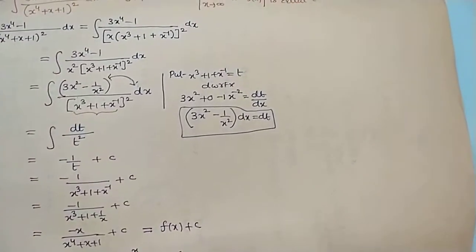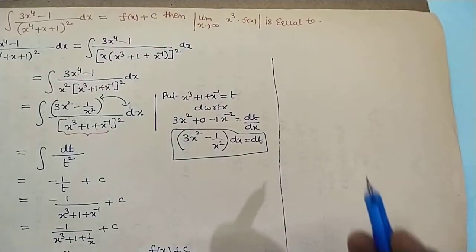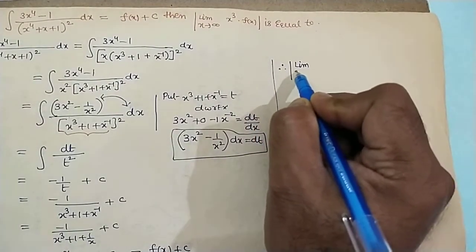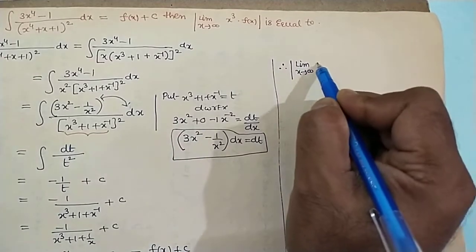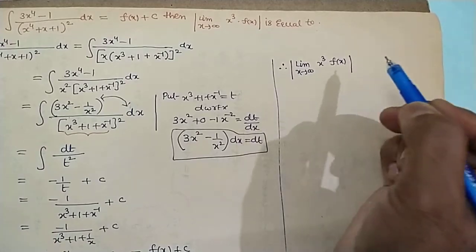After that, they are asking to calculate mod limit x tends to infinity x cube into f of x.